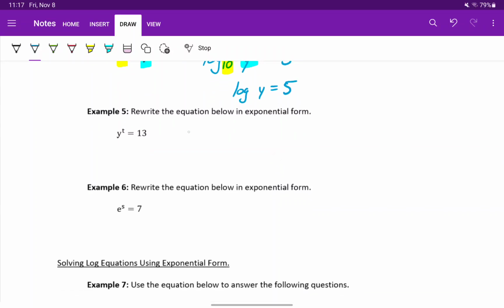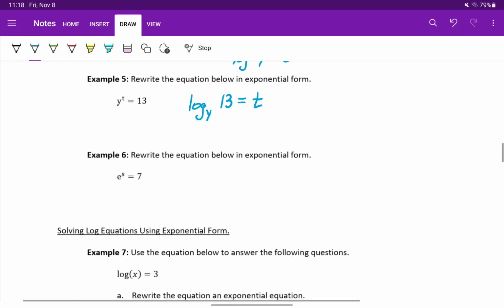Similarly, we have a base y exponential expression. So this will become the log base y of whatever that value is on the opposite side, set equal to whatever expression is in the exponent. So we'll get log base y of 13 is equal to t. And then for the last one, we'll get log base e of 7 is equal to s. And since we have log base e, we could rewrite that as natural log ln of 7 is equal to s.